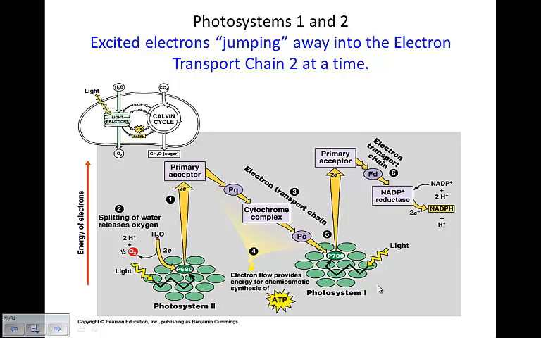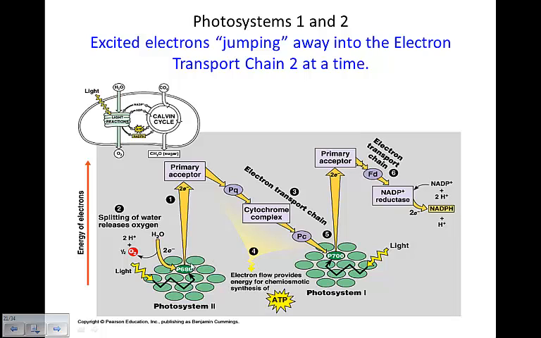Photosystem 1 has a pigment that absorbs light at 700 nanometers, so it's called P700, and it is responsible for ATP and NADPH production. Remember, ATP is energy and NADPH is energy, two different forms of energy. It's like 2 different kinds of batteries; both of them store energy. So this is being made in photosystem 1. Photosystem 2, P600, is at the center here, and this is responsible for ATP production only.